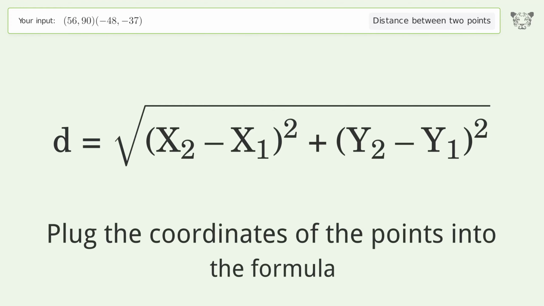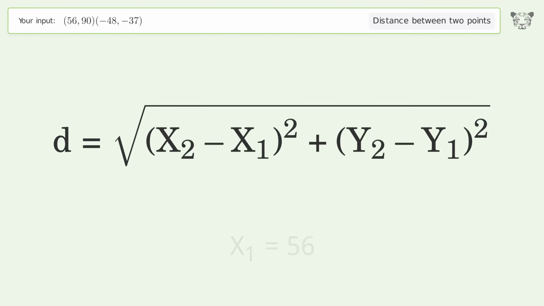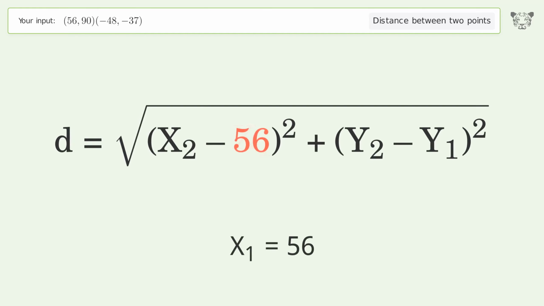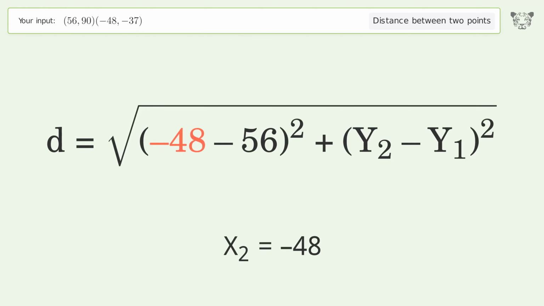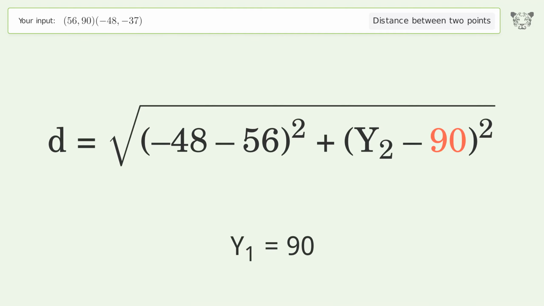Plug the coordinates of the points into the formula. x1 equals 56. x2 equals negative 48. y1 equals 90. y2 equals negative 37.